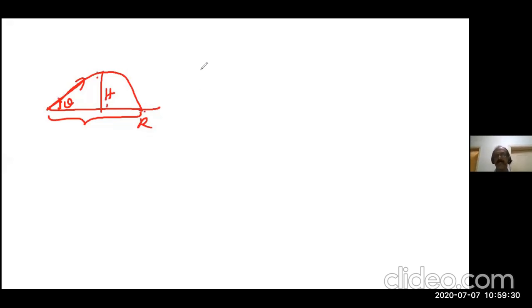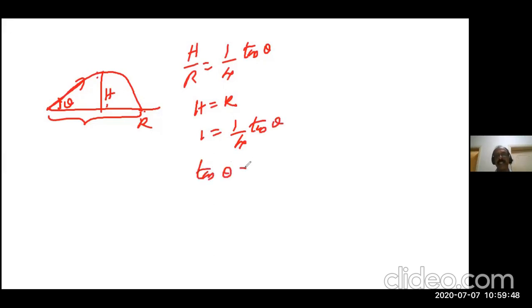That's the question. So now we have the formula: H by R is equal to 1 by 4 tan theta. Here H is equal to R according to this formula, so H by R will be 1. Therefore, 1 is equal to 1 by 4 tan theta, so tan theta is equal to 4. Now go to the log table and take 4 point something.